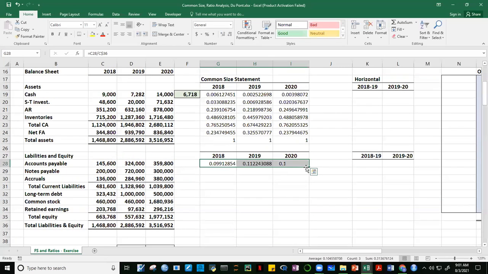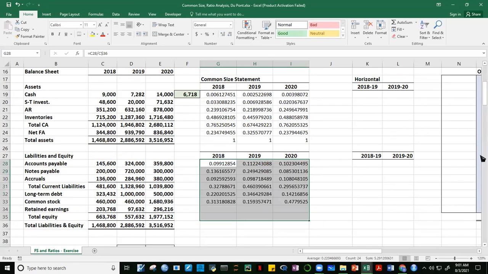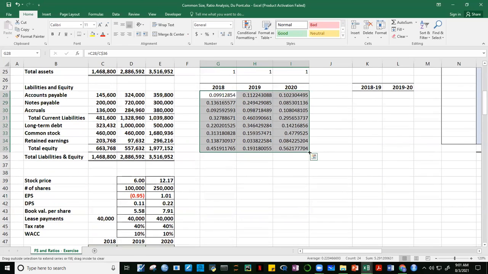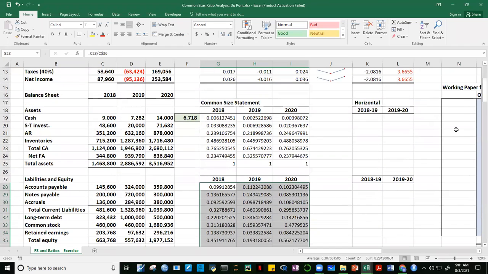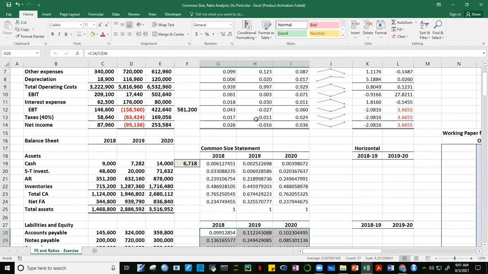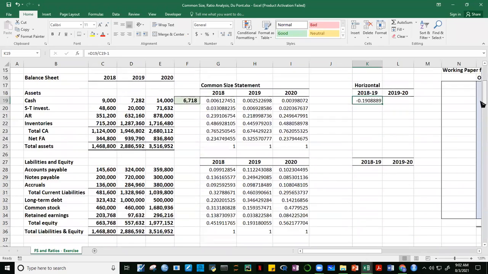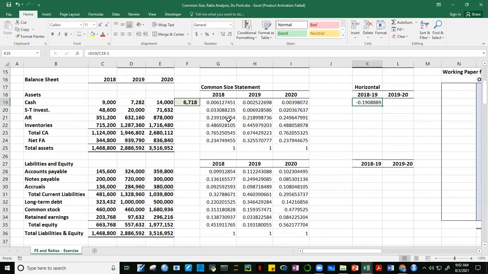Okay, then copy. Yan. Tapos i-format nyo na lang guys. Format everything na parehong 3 or 4 decimal places, parang ganito. No? So ganun din dito guys, horizontal. Ganun din. It's 2019 divided by 2018 minus 1. Yan. And then format nyo na lang. Okay? And then put the borders.